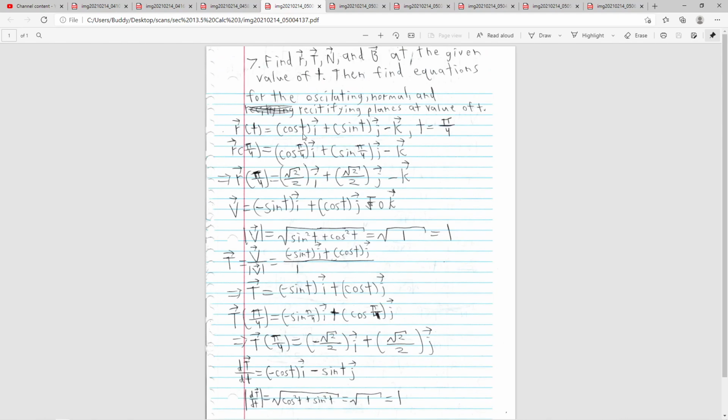So the position vector is cosine t i plus sine t j minus k, t equals pi fourths. So you find that value of t. r of pi fourths is still minus k, but the other two we have to actually plug in. So cosine of pi fourths, sine of pi fourths. These are both going to be square root of 2 over 2 if you remember your unit circle from pre-calc. So that's trigonometry.